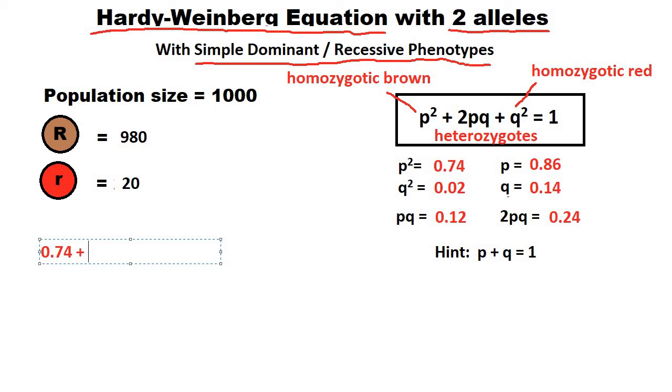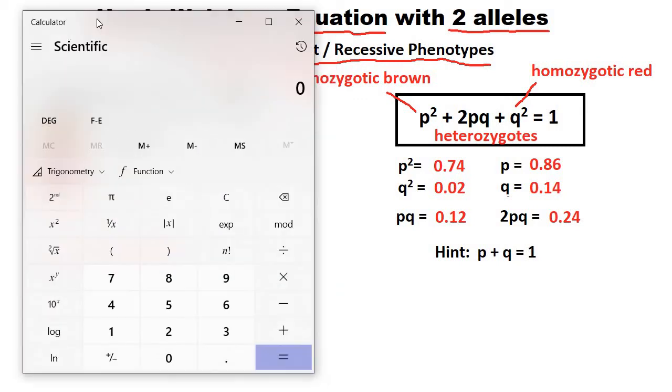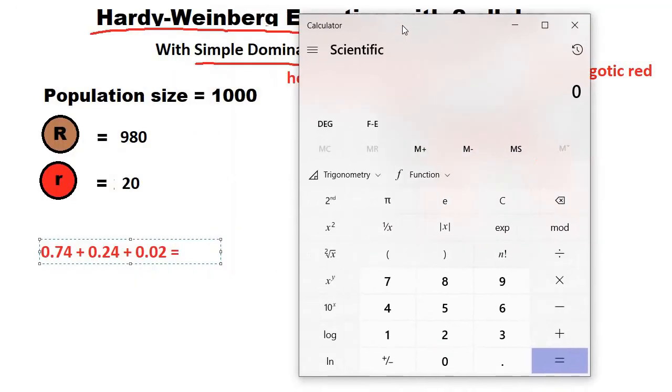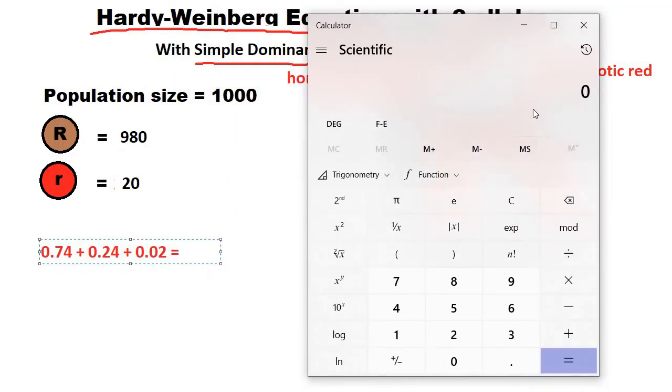Plus 0.24 plus 0.02. And let's see, let's plug that into the calculator. 0.74 plus 0.24 plus, let's see, that's 0.98.